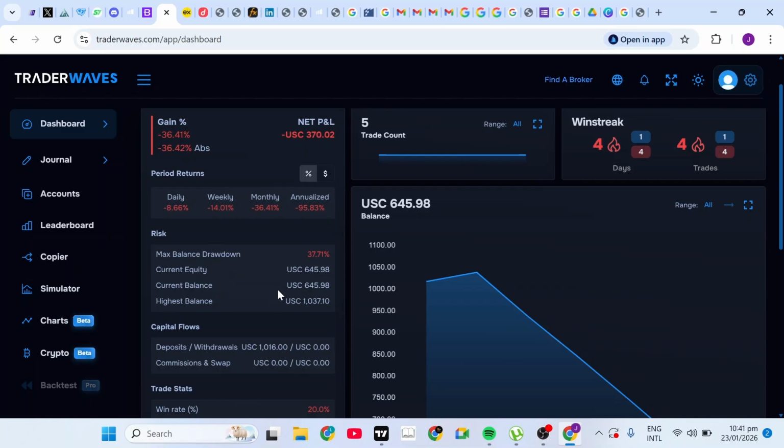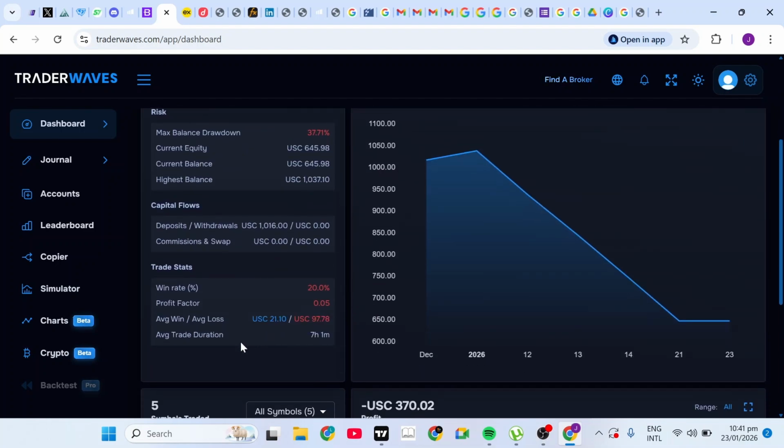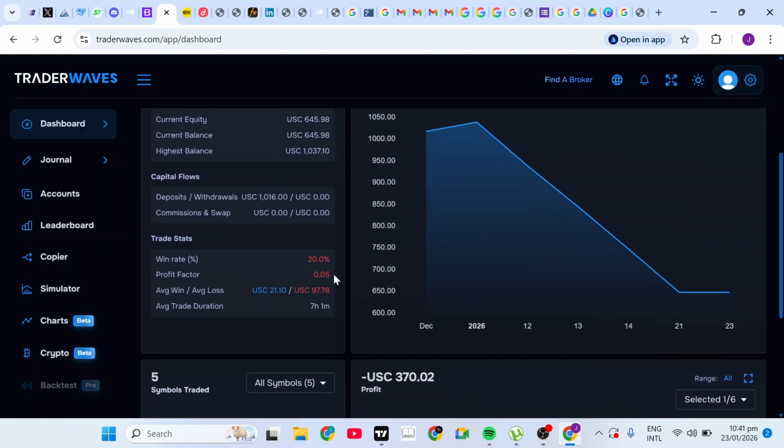Our current equity, which is the same as our current balance on the account, is 645.98 cents, which is equivalent to $6.45. So out of the $10, we are left with $6.45. Then win rate percentage 20.0%, profit factor 0.05, average win 21.10. This is the break-even trade we had, the first trade on the account, and average loss 97.78.